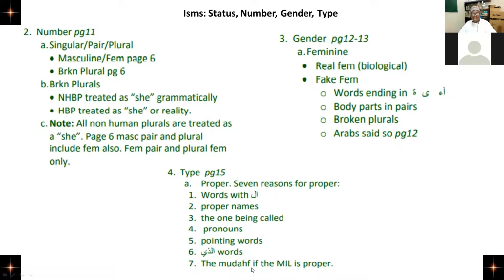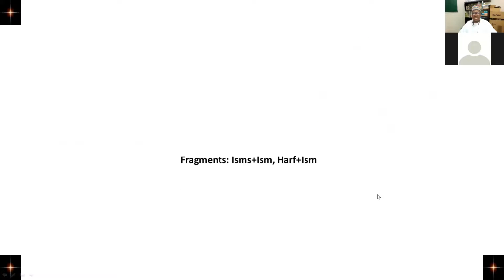And then we say that by default, all isms are common, except if any of these 7 instances happen to an ism: either an ism having an al, or if it's a proper name, or if it is the one being called, munada, or if it's a pronoun, damir, pointer word, ismul ishara, allazi words, asma al-mawsula, and the mudaf, if the mudaf ilayhi is proper. These are the conditions that will make an ism proper. Else, an ism is always common. These are the 4 things to consider for a status of an ism.